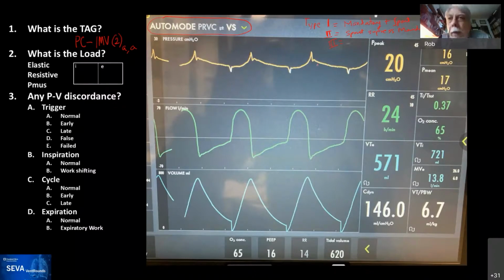The problem is, though, that the patient could just be taking a lot of small, shallow breaths and just ventilating dead space. So type 3 says, well, it's not just the spontaneous breath rate that will suppress mandatory breaths, but you have to have the spontaneous minute ventilation.